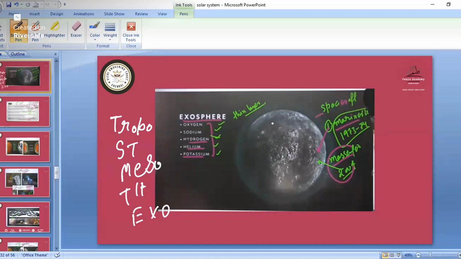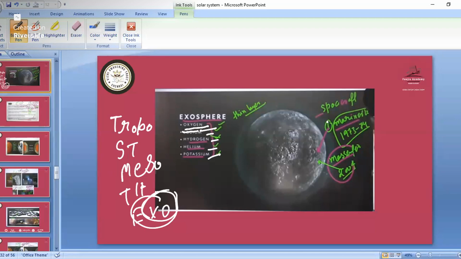So Mercury is located only in the outer exosphere. They also have an atmosphere, a thin layer, and it consists of oxygen, sodium, hydrogen, helium, potassium. So remember all those gases named. Even though they have oxygen, due to the large amount of heat, the hottest, and the large amount of cooling down, we don't have the existence of life on Mercury.